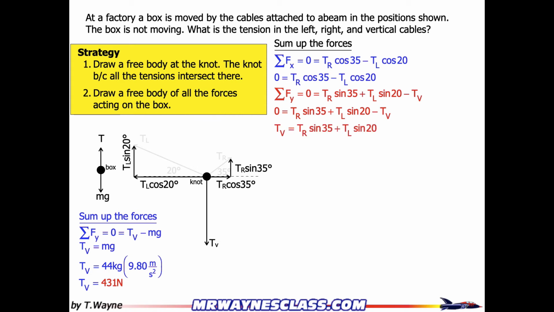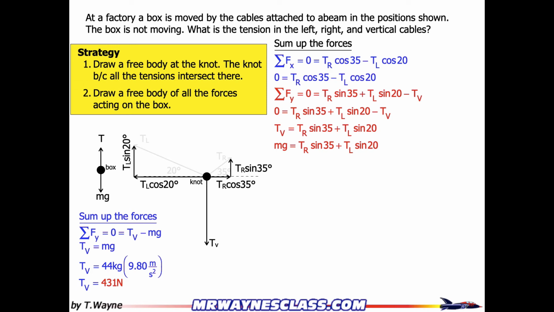Now I'm going to isolate TV because I already know TV. It's equal to mg, or 431 newtons. I found it out earlier, remember? Okay, here's the crazy part. I've got to start reducing the variables down and eliminating them. So I got to start rewriting equations in terms of other variables that are in this mg equals TR sine 35 plus TL sine 20 equation. So I need to get rid of the mg. Okay, that's going to be 431. But the TR and TL, I got to get rid of those.